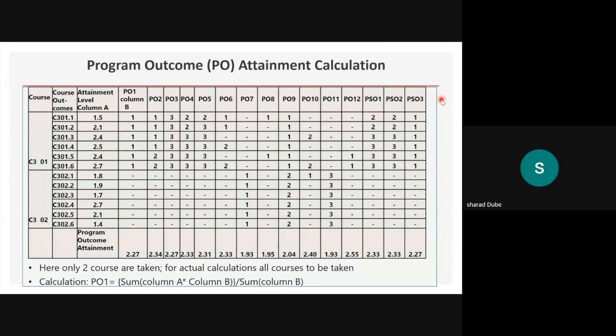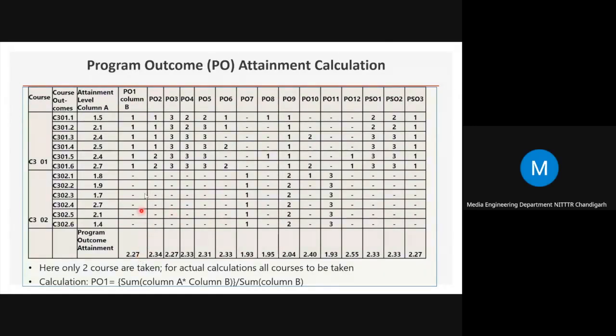Sir, I have a doubt. Yes, please. Sir, you have taken one course as C301 in the course column, right? Yes. And another course is C302, that is the second one. Right. Similarly, when we calculate, you can have more subjects, like 2, 3, 4, 5, 6. And you have calculated a PO1 attainment as 2.27. So is this 2.27 attainment for these two subjects collectively, or is it for one subject only, that is C301?